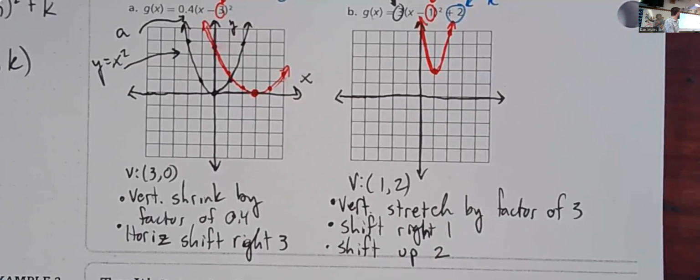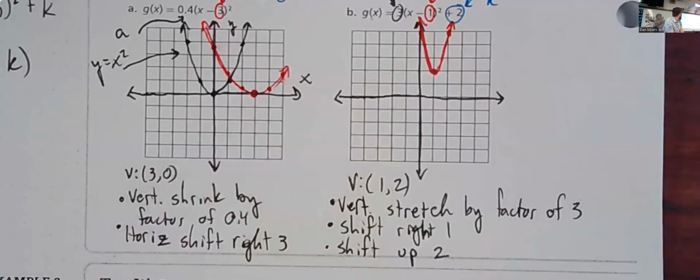All right, if you want to take a look up here, this is what I came up with on mine. We've got ourselves a vertex at (1, 2). We have a vertical stretch by a factor of 3 because A is 3. We have a shift to the right of 1 unit because H equals 1. And we have a shift up 2 units because K equals 2. This one still faces up though, because A was still positive.